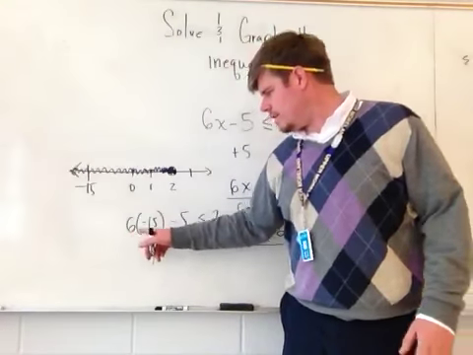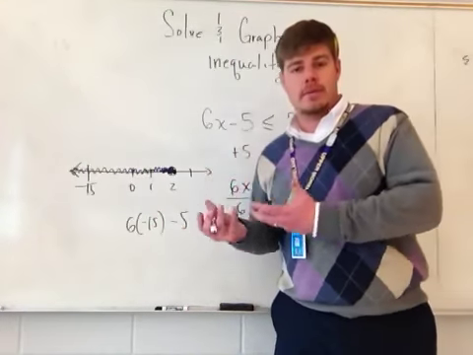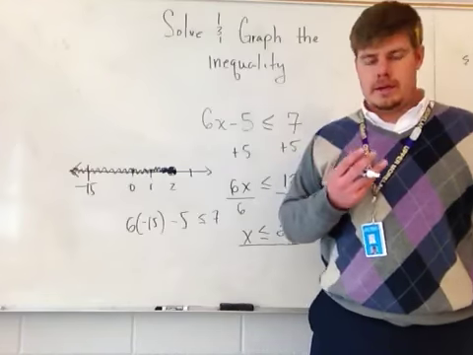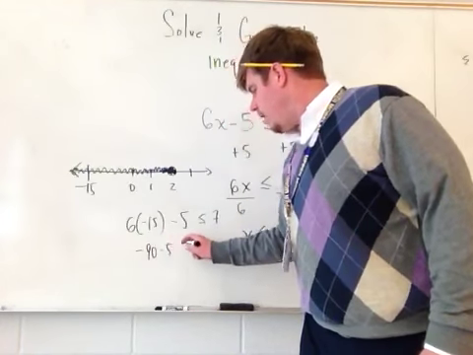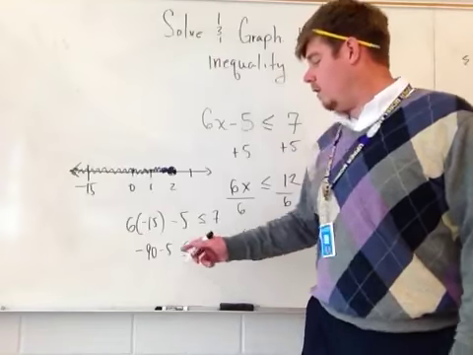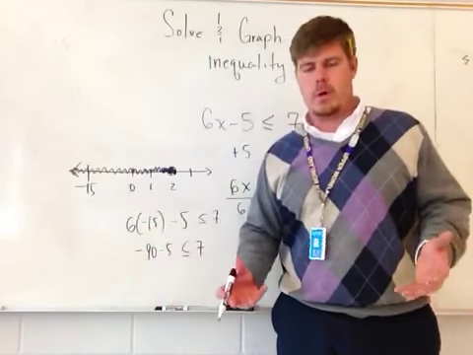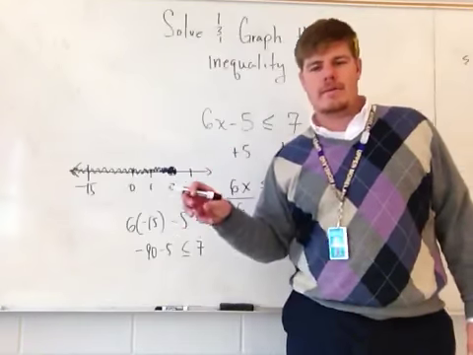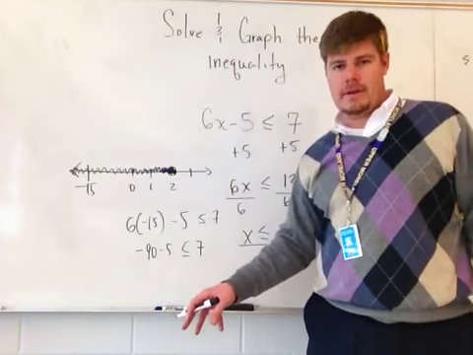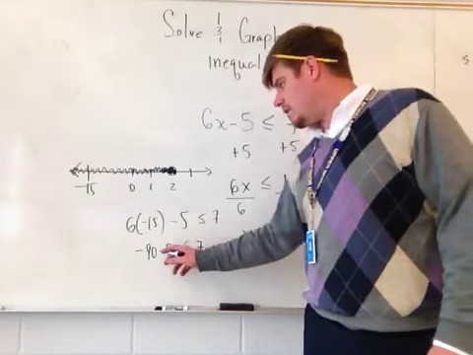So 6 times -15. 6 times 5 is 30. 6 times 10 is 60. So this is going to be -90. -5, is that going to be less than 7? Well, any negative number is smaller than a positive. So this is -95. Is -95 less than 7? And if so, then it's true. In this case, it's true.